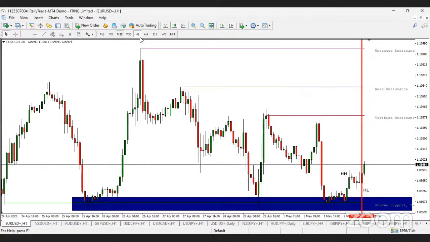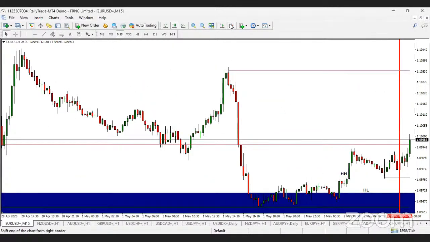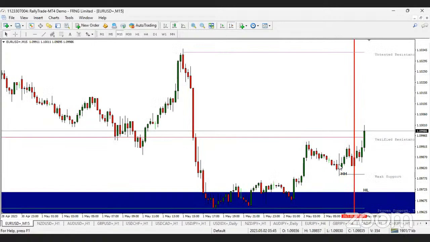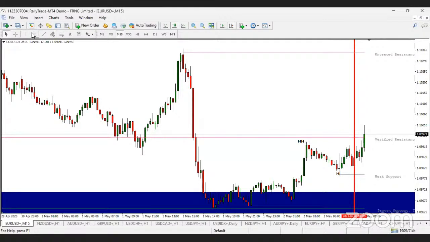Then let's now move down to 15 minutes, where we are going to pick our entry. On 15 minutes, we now need a reason to buy. Out of the 3 reasons to buy on 15 minutes, because we can see a resistance here that price has broken, our reason to buy on 15 minutes now is a breakout, or a breakout and a retest, any of these 2.